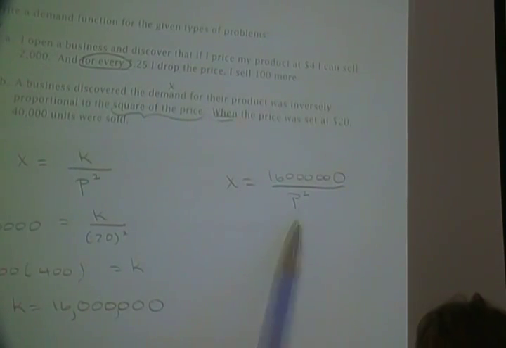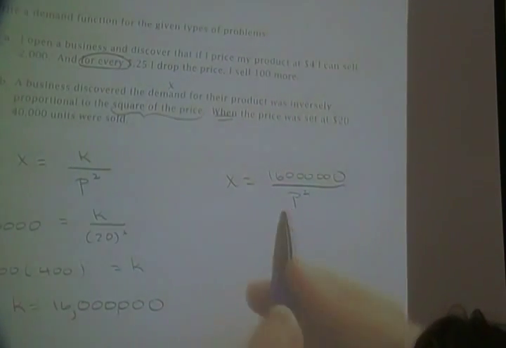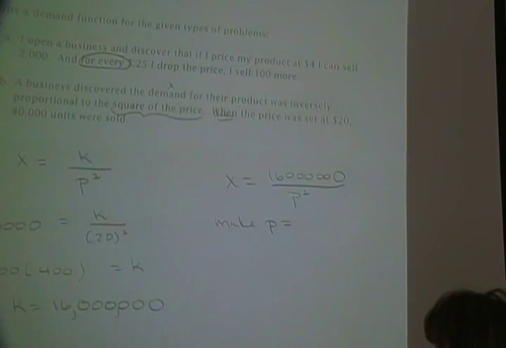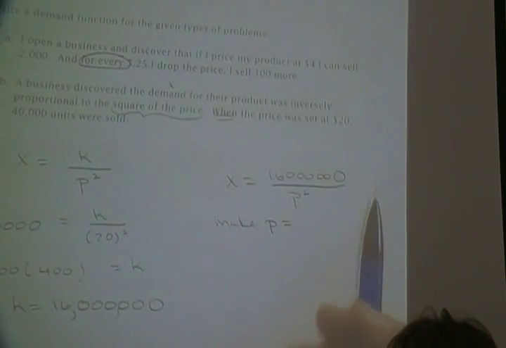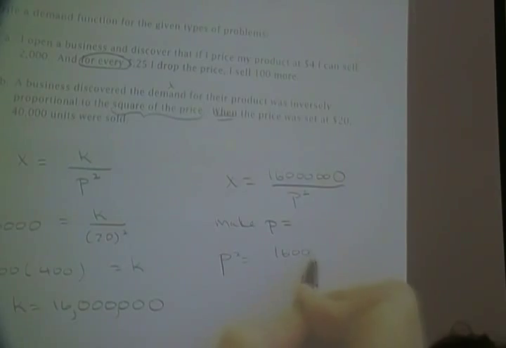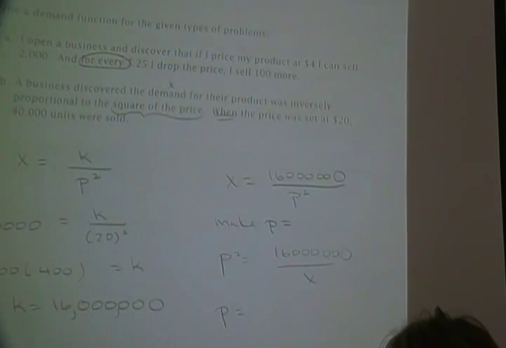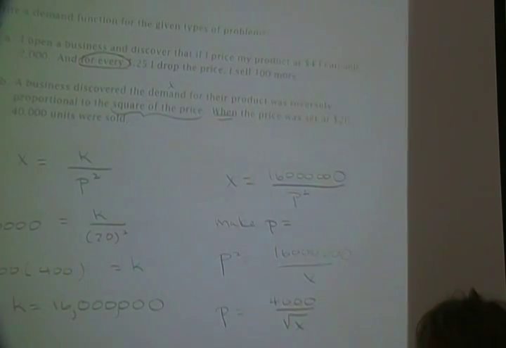However, again, if I need a revenue function, if my next goal is revenue, then I want to make this say P equals, because that's what I plug into revenue, P. So we've talked a lot about how to do this. You switch on the diagonal. So P squared is 16 million over X. And then you take the square root. The square root of 16 million is 4,000. And the square root of X is the square root of X.